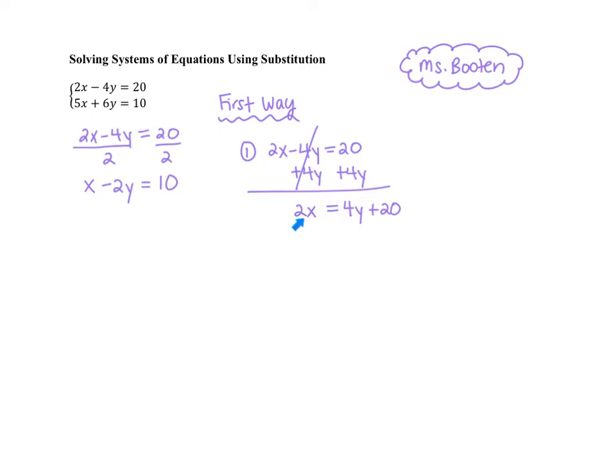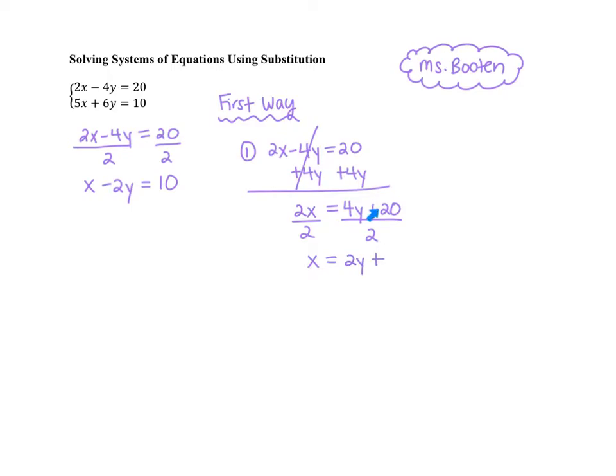Now to get the 2x completely by itself, we need to divide by that coefficient of 2. So we're going to divide the whole side by 2. Remember, both of these terms have to be divided by 2. So 2x divided by 2 gives us x, and then 4y divided by 2 gives us 2y.